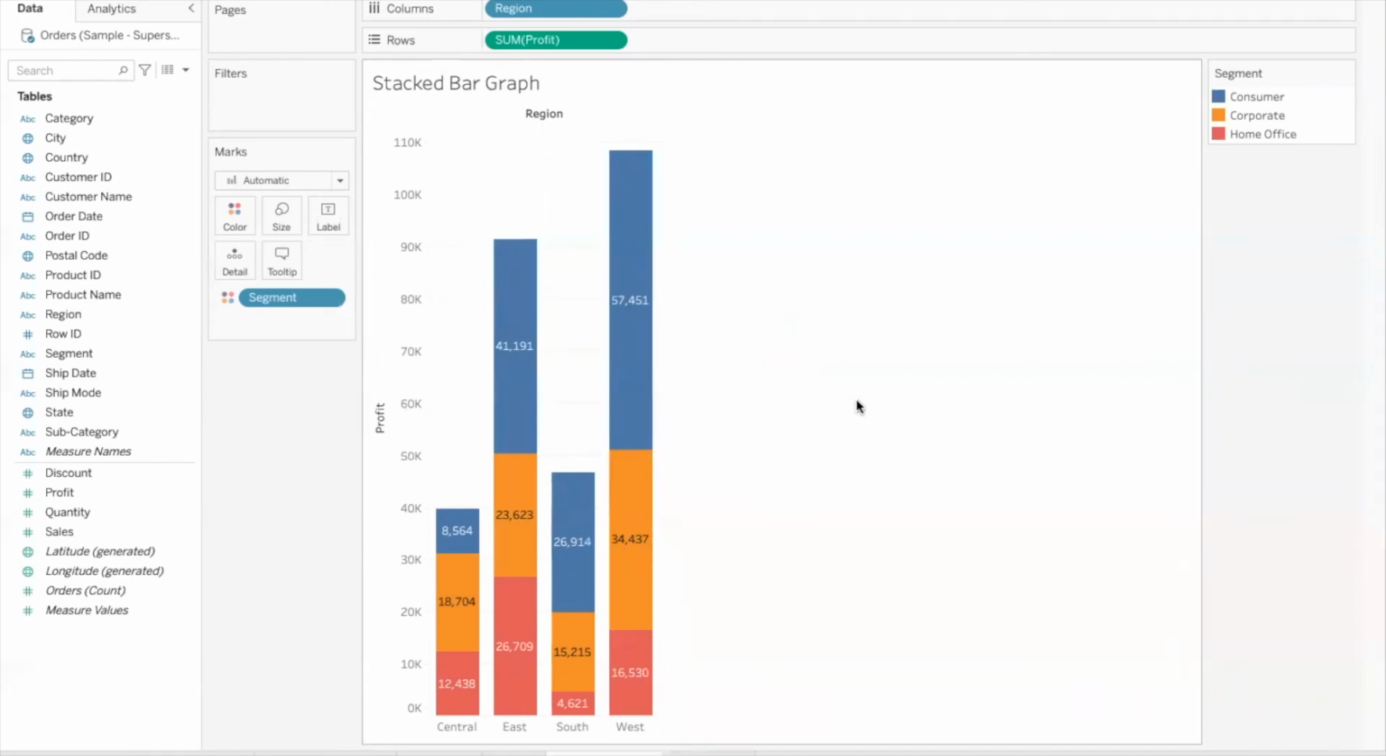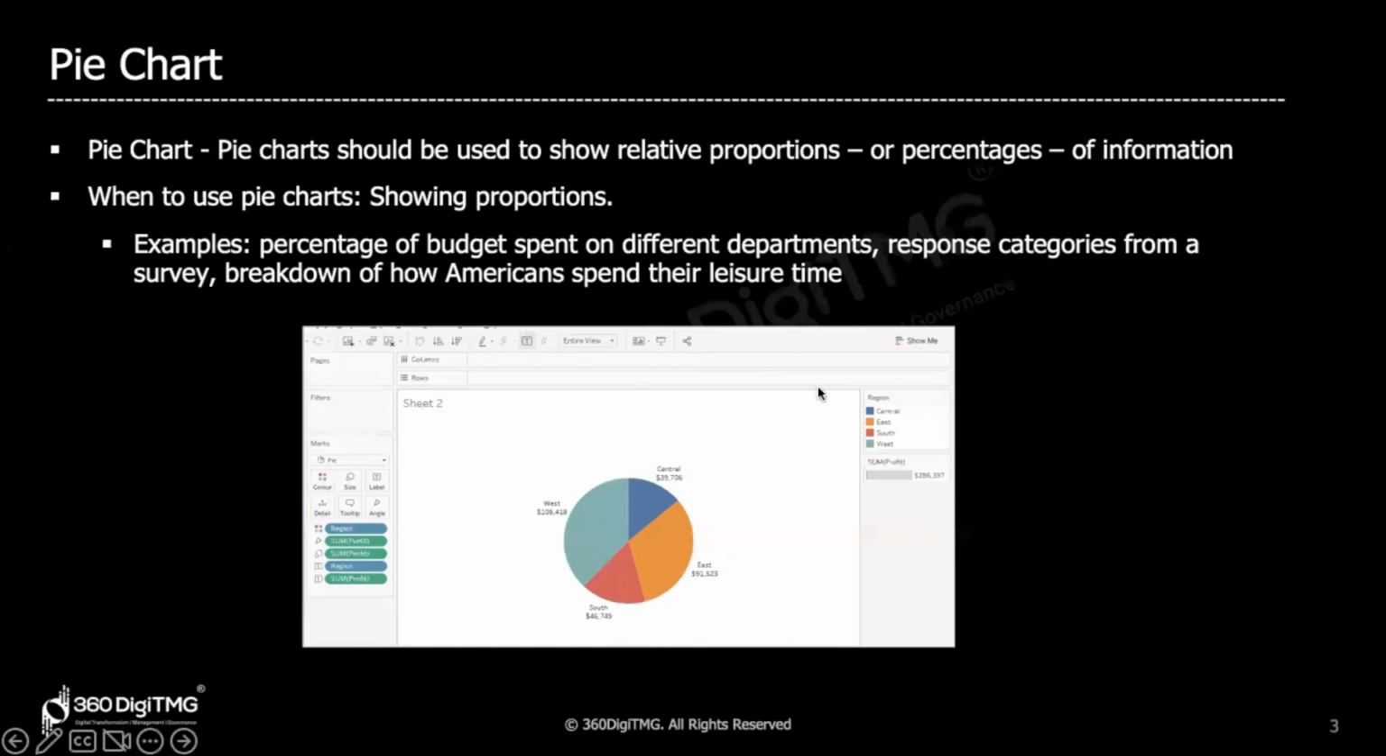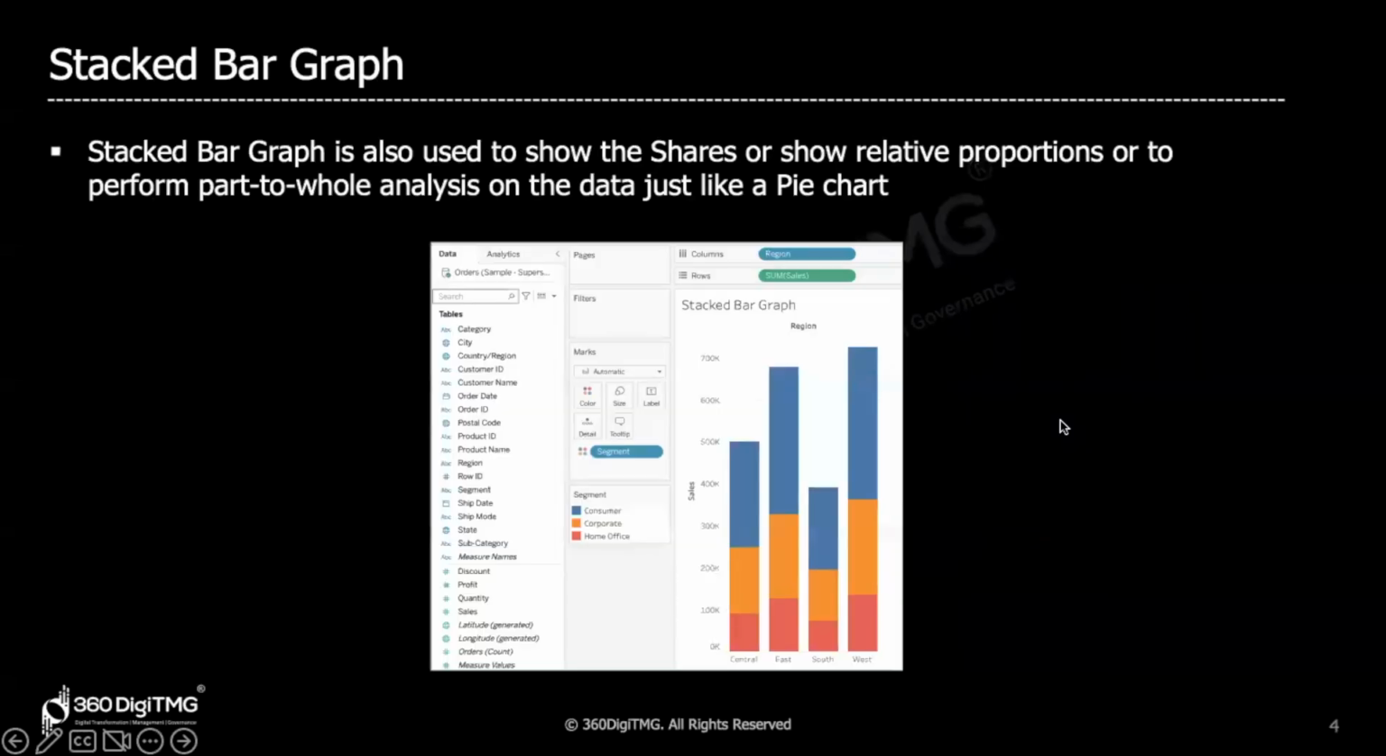So that was about charts which help us when we have to show shares, proportions, ratios, or the composition. There is one more chart called a donut chart, which is used for the same purpose. However, we will not be covering it in this syllabus, because that's slightly more complicated and requires you to be familiar with calculated fields and many other concepts. So we are going to take up only pie charts and stacked bars in this video. Hope you all understood it.